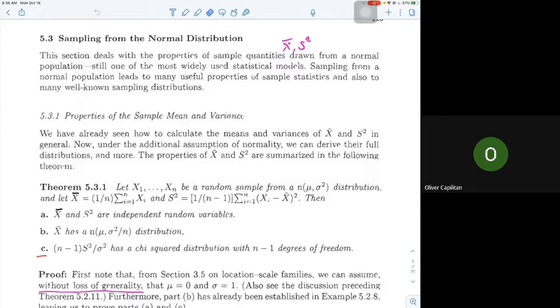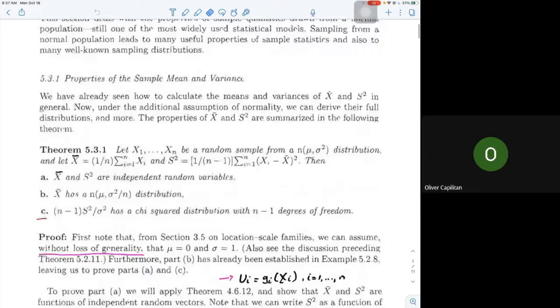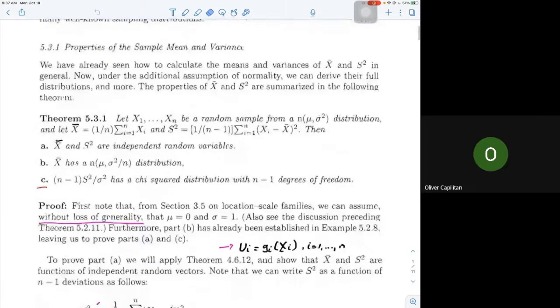Okay, last meeting, we started chapter 5, section 3, sampling from the normal distribution. First, we consider the properties of the sample mean and the sample variance. According to theorem 5.3.1, given a random sample x sub 1 up to x sub n from a normal distribution with mean mu and variance sigma square, the sample mean x bar and the sample variance s square are independent random variables.